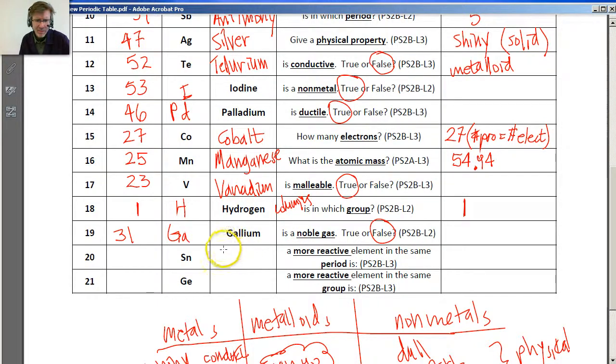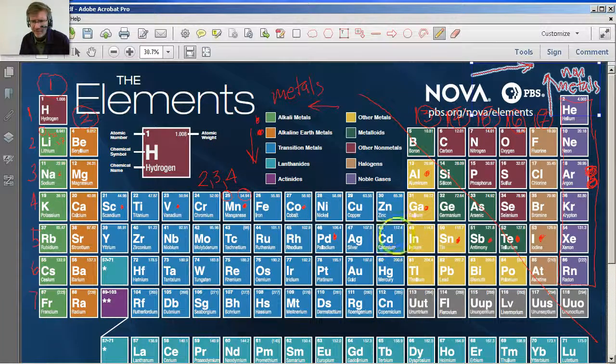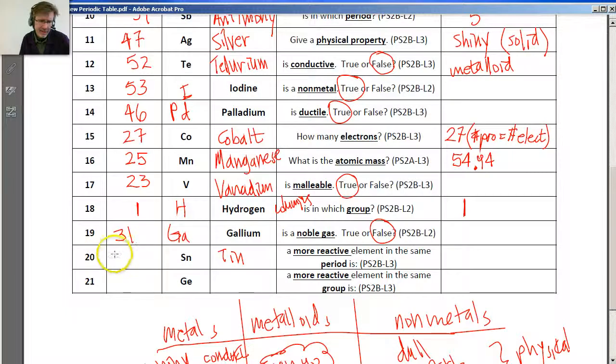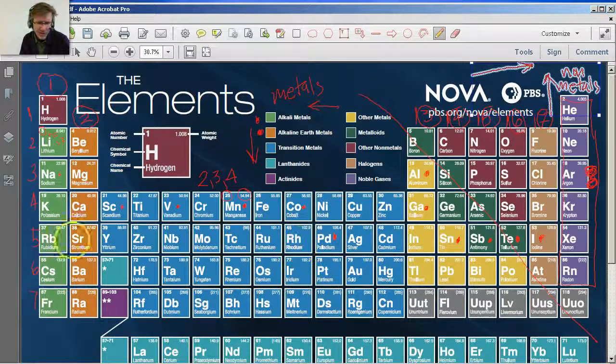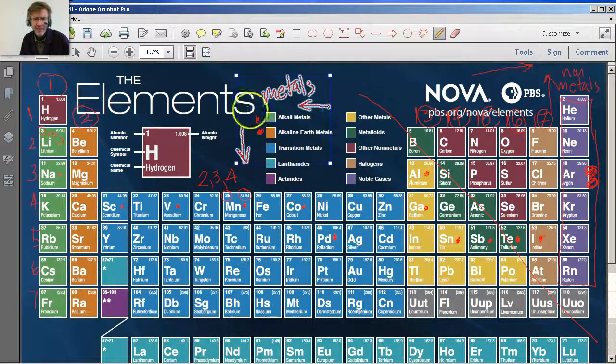Sn, we had this once before. Sn is tin. Sn right here. Atomic number 50. What is more reactive than tin in the same period? So in this row, we want to know which of these is more reactive. We talked about when it comes to the metals, to get more reactive, you go to the right and down.